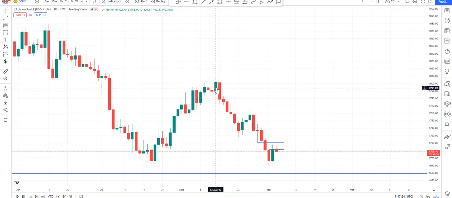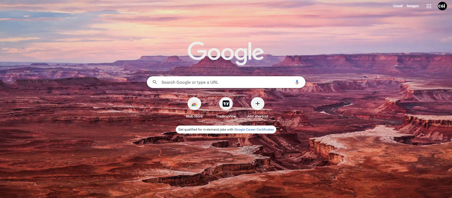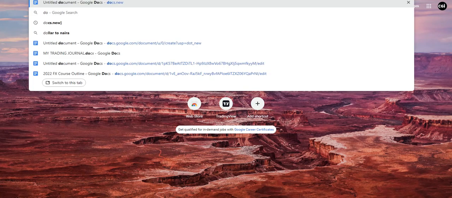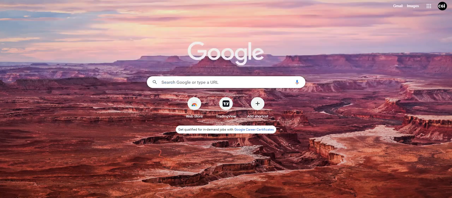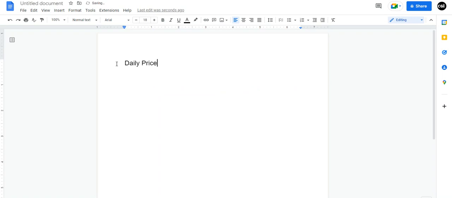So what you want to do is, when you mark out your liquidity points on the daily time frame, let me show you what you should be doing. I think I told some of my old people to be doing this thing. You want to keep something called a daily price log.